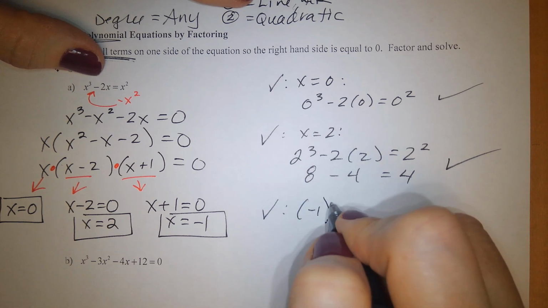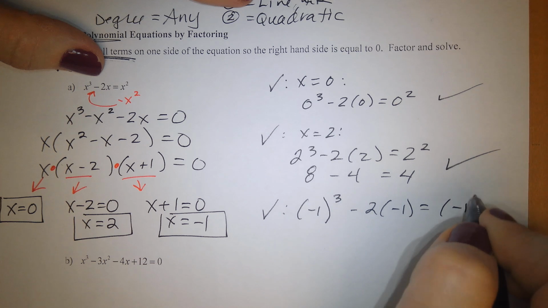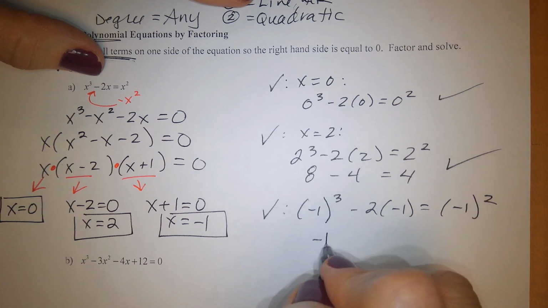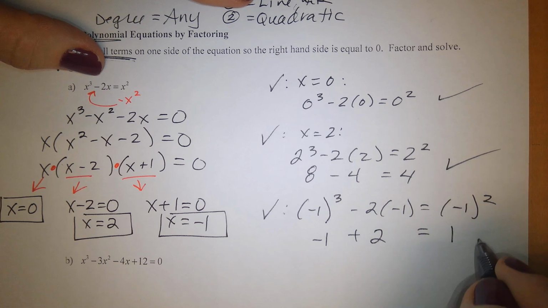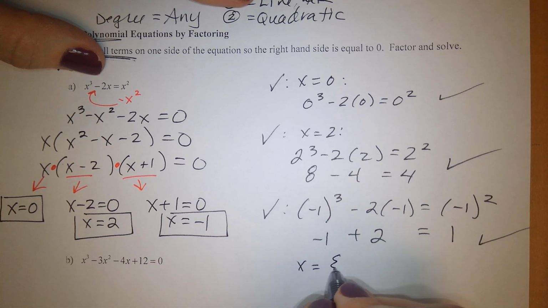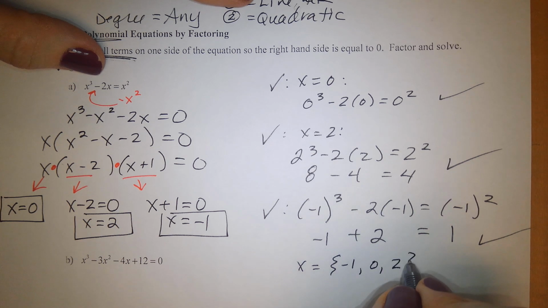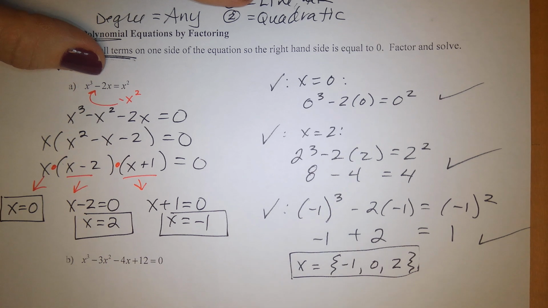Negative 1, make sure you write it in parentheses. This is negative 1 plus 2 equals 1. Yes. So my answers are x equals 3 possible solutions, negative 1, 0, and 2. The best way to write your answers is in ascending order from smallest to biggest.